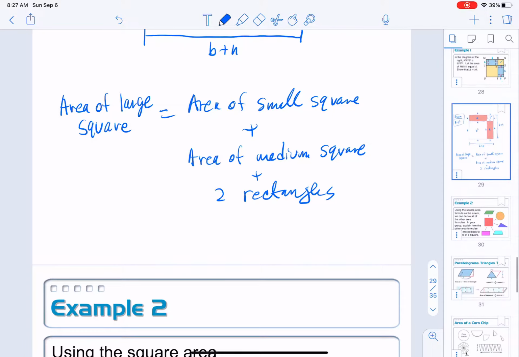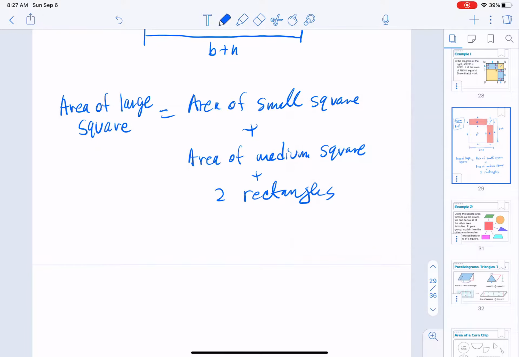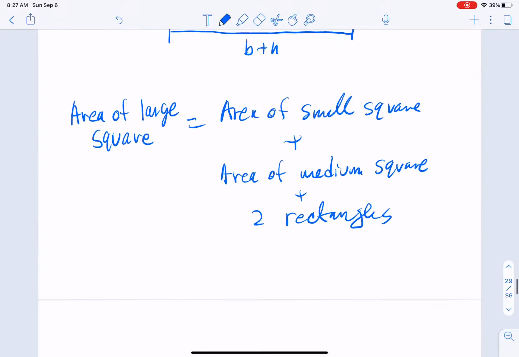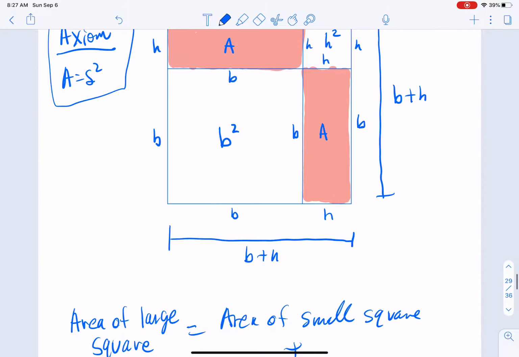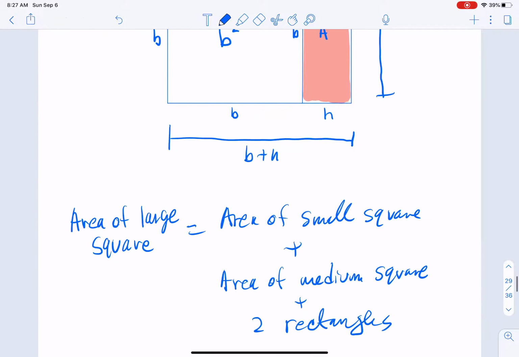All right, so I'm running out of space. I probably need another page. I write too big, I guess. All right, so now I'm going to basically use my variables that I've put here and some algebra. Okay, so the area of the large square, its side length is B plus H, which means its area should be B plus H, all of that squared.